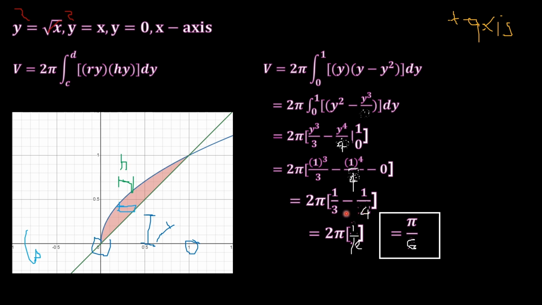And if we get the LCM of this, it becomes 12. So 12 divided by 3 is 4, minus 12 divided by 4 is 3. So 4 minus 3 is equal to 1. So it becomes 1/12, and 2 pi over 12 is just pi over 6. So this is essentially the volume of this bound that revolves around the x-axis.